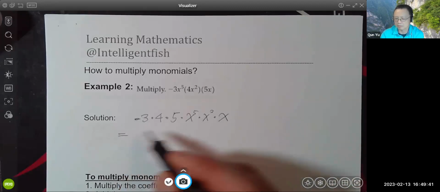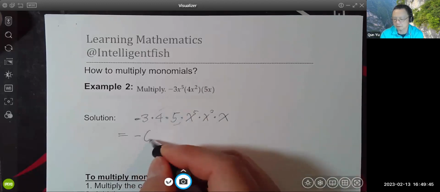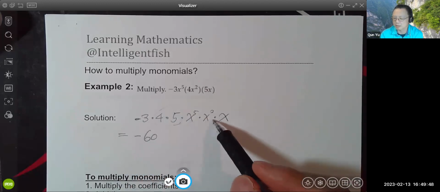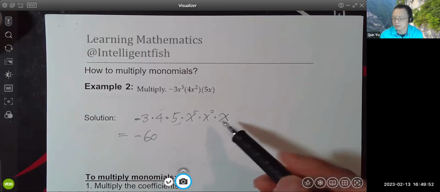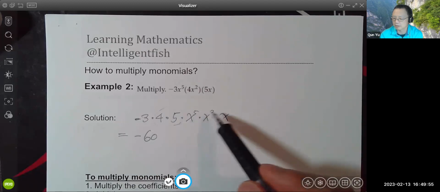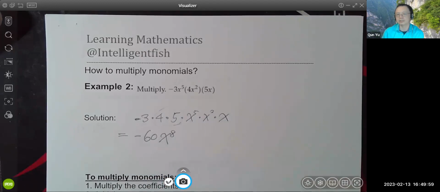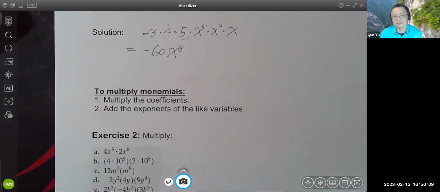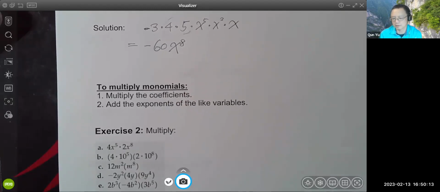So now I can multiply numbers together. This is 20 times 3, 60, so negative 60. When we multiply exponential forms with the same base, we just learned that formula on the last page. We add exponents, 5 plus 2 plus 1, that's 8. That's the final answer. So it's not that hard to do, right? Now, this is a summary of how to multiply monomials.